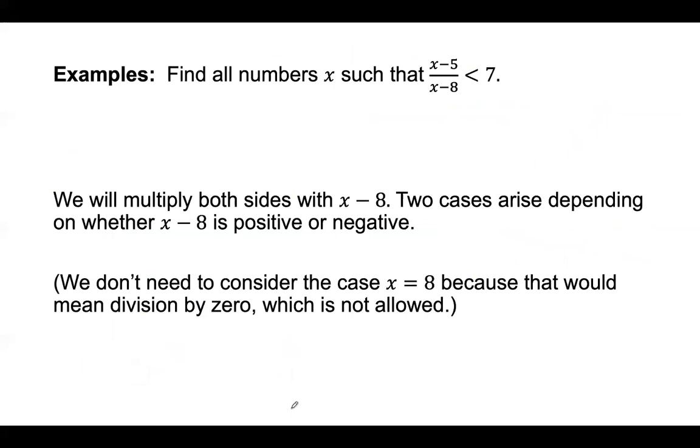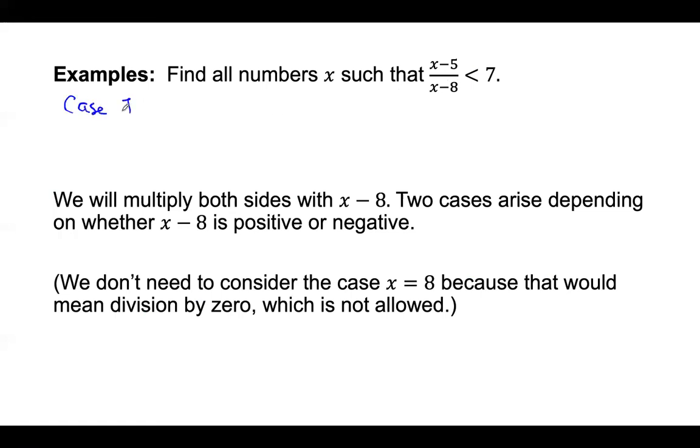So find all the numbers x such that (x minus 5) divided by (x minus 8) is less than 7. Okay, so what do we do? So this x minus 8, of course, because it's in the denominator, therefore x equals 8 is not possible, because then we would be dividing by 0, which is not allowed. Now we're going to rearrange this inequality, and then we're going to have two cases.